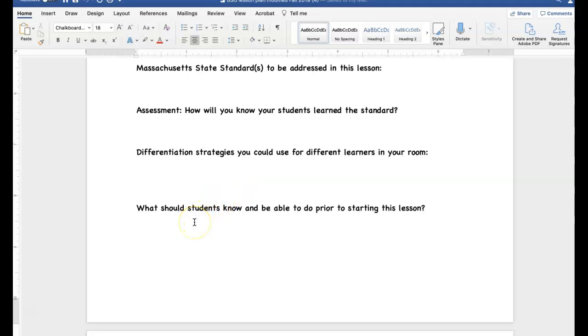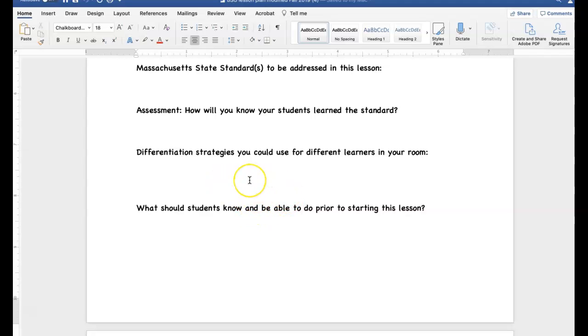And what should students know and be able to do prior to starting this lesson? So should they be able to read at a third grade level? Should they be able to read with support at a third grade level? Should they be able to identify? If you're teaching a nonfiction lesson, should they have already had some pre-reading about the person or the event that you're teaching about?